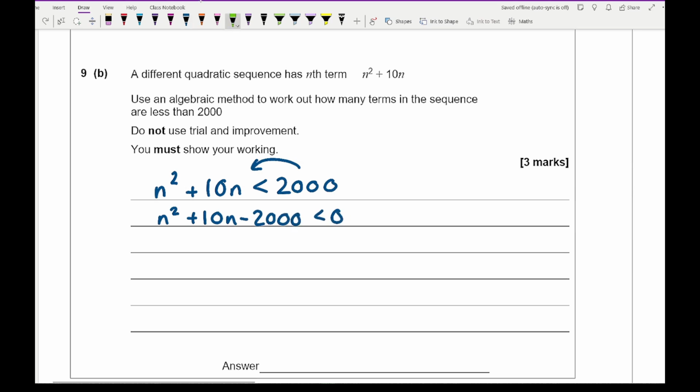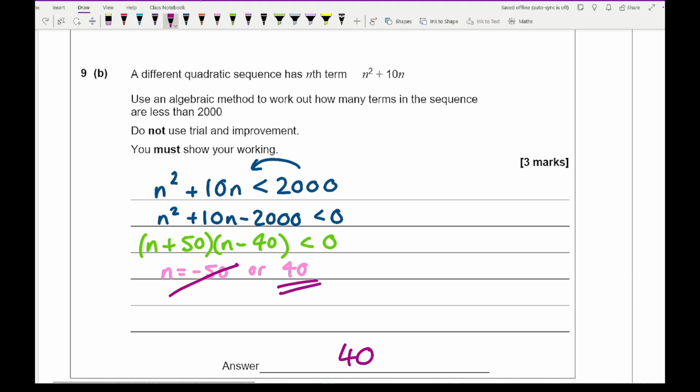And then we can solve this by factorising, especially as it's a non-calculator paper. So I end up with (n plus 50)(n minus 40) less than 0. And then solving this, we get an n value of minus 50 or positive 40. Now with n representing the position of a term in a sequence, it can't be minus 50. So then the correct answer must be 40.